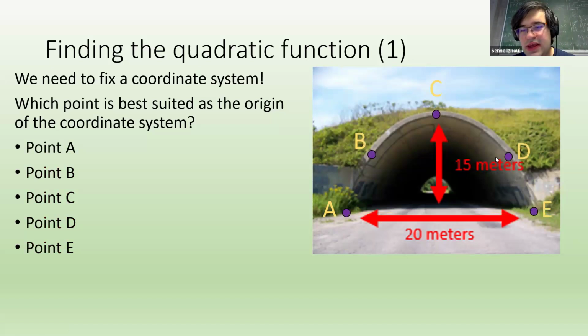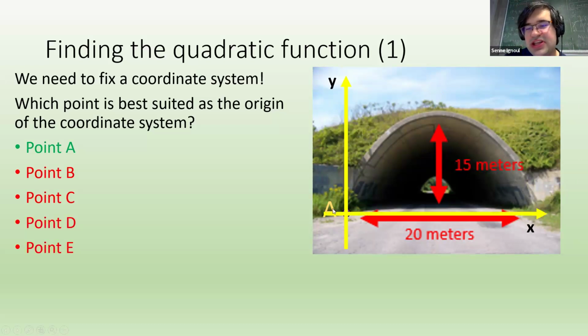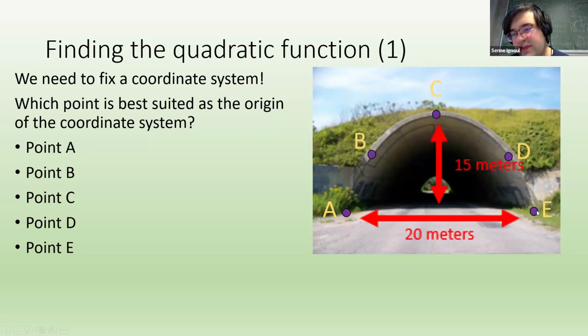Well, if we use B or D, then we don't know how high we are. These are just random points. I did not say how high they are, so it's not logical to take B or D. If we would take E, then what would happen? Normally, if you draw axes like this, you would take the positive side to the right. But if we take the positive side to the right in point E, then that means that all the points of our parabola have negative x values. And that's maybe a bit weird to work with if you want to interpret it.